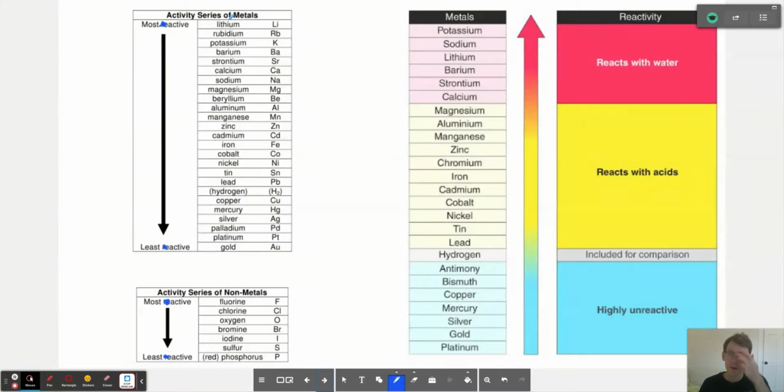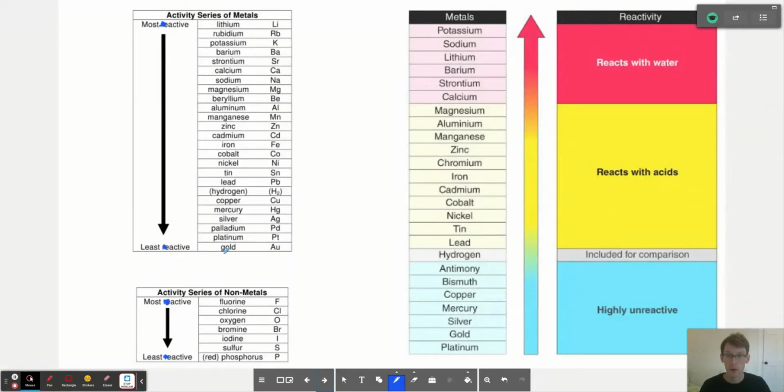So for the activity series of metals, the most active metal is lithium. The second most will be rubidium, the third most potassium. And you may be aware, if you look at the periodic table, lithium is actually the highest metal among the alkali metals. And then rubidium is one of the lower ones. Potassium is in between them. Barium is group 2. So the order here is something that I'm not expecting you to memorize. It's certainly not something that you can tell just from the periodic table.